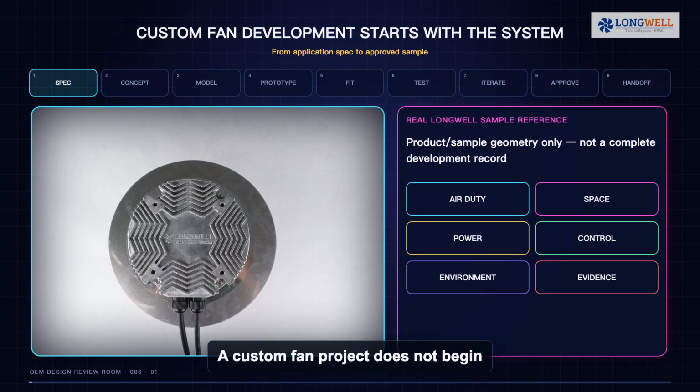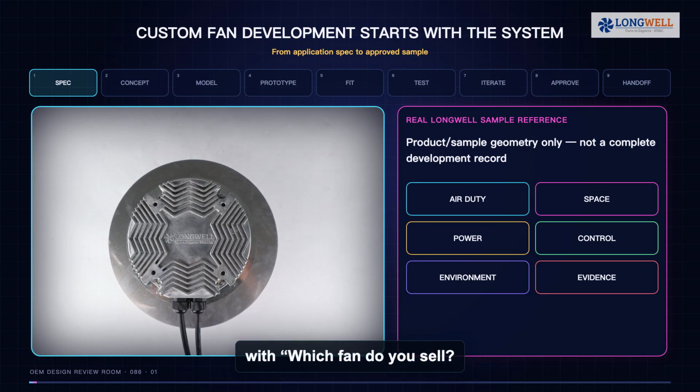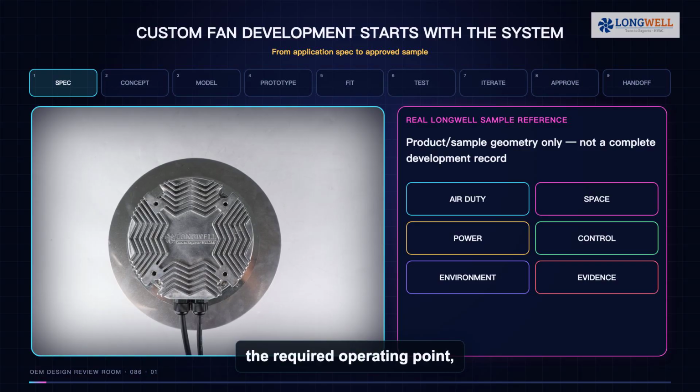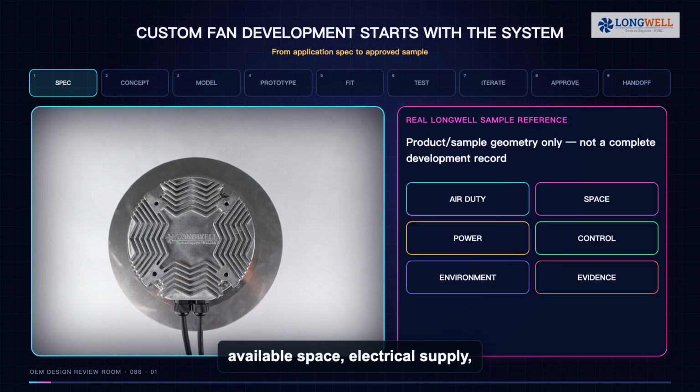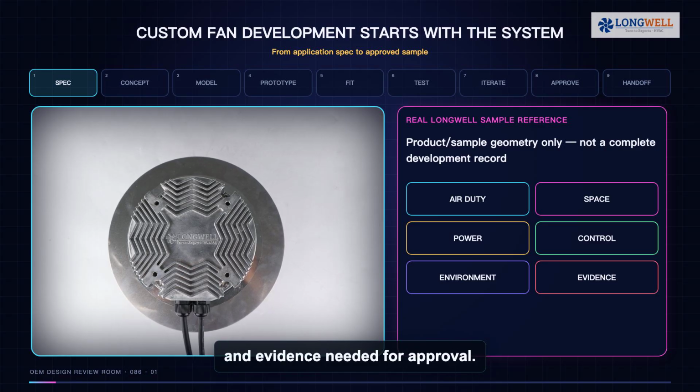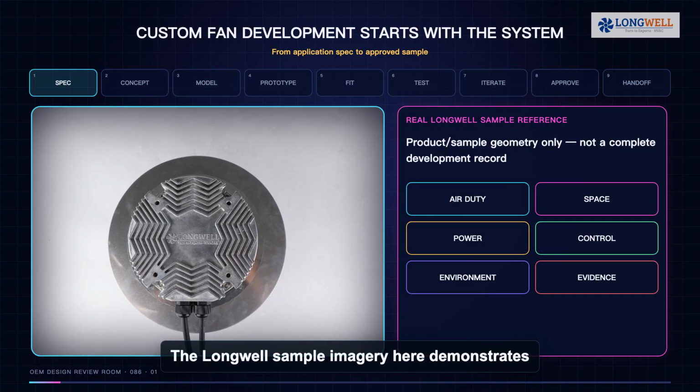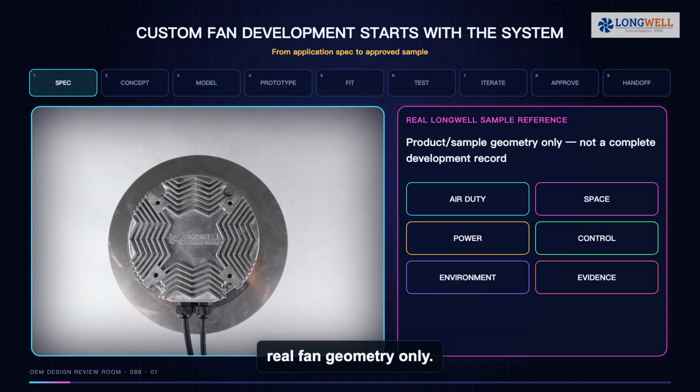A custom fan project does not begin with "which fan do you sell?" It begins with the equipment, the required operating point, available space, electrical supply, control system, environment, and evidence needed for approval. The Longwell sample imagery here demonstrates real fan geometry only. It is not presented as a complete development record for the sample shown.